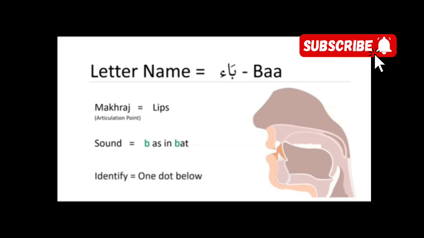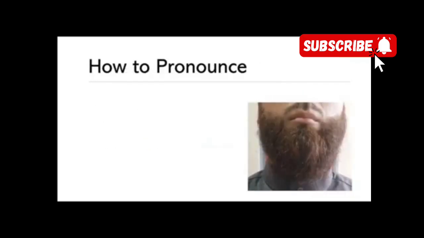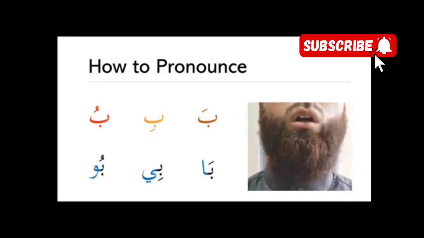The way we identify the letter ba and distinguish it from the other letters in its family is by the single dot beneath it. Now let's listen to how to pronounce the letter ba. Ba, bi, bu, ba, bi, bu.